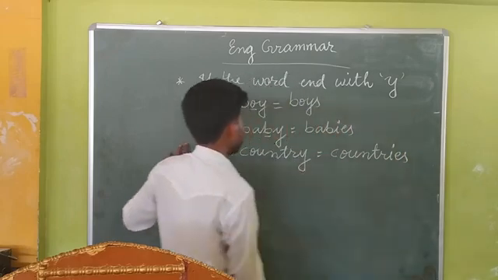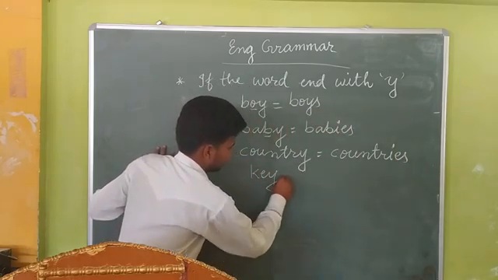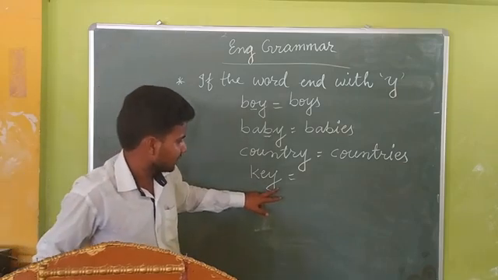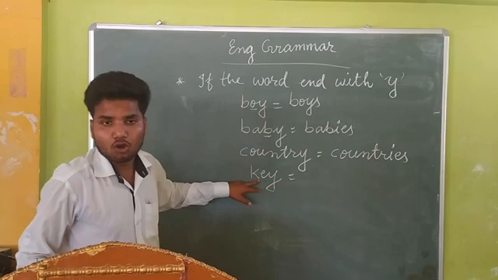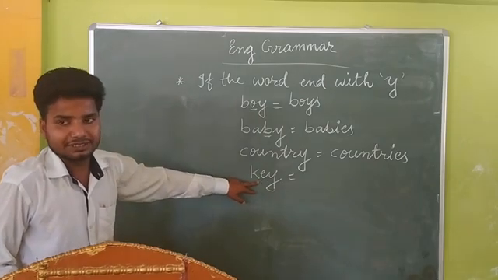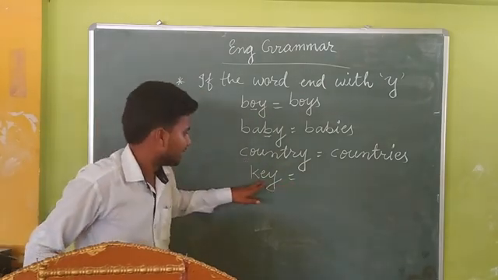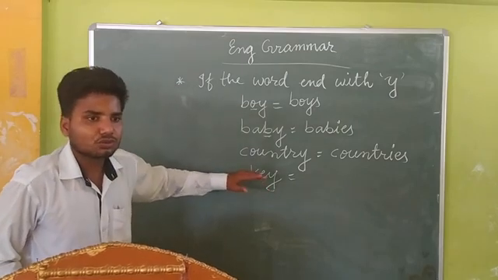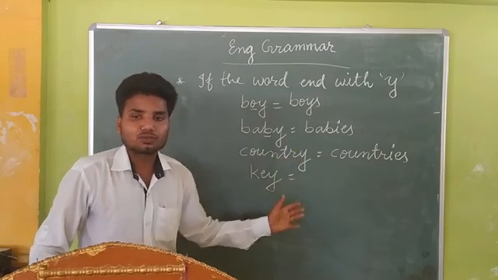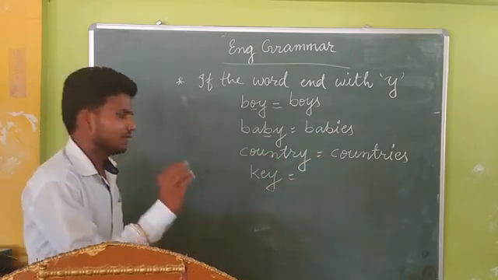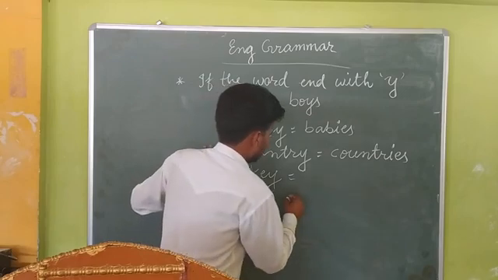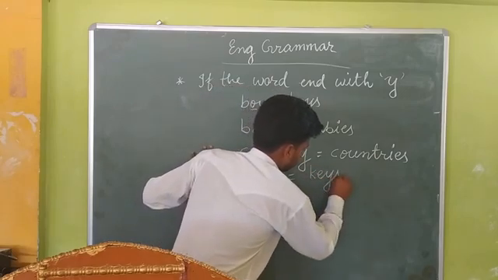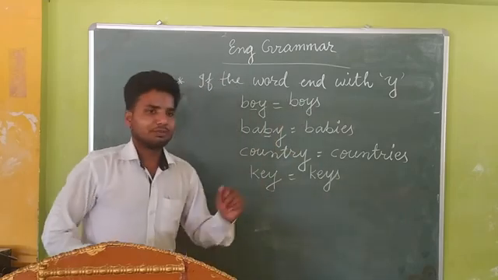countries, C-O-U-N-T-R-I-E-S. Just like saying key, K-E-Y. You are seeing that the last letter of this word is Y, but there is a vowel E before it. You know, A, E, I, O, U, there are 5 vowels, and here you can easily see that the previous letter of Y is a vowel, so there is no need to replace Y with I. You need to put only S and you can easily convert these words from singular to plural. That means the plural form of key will be keys.